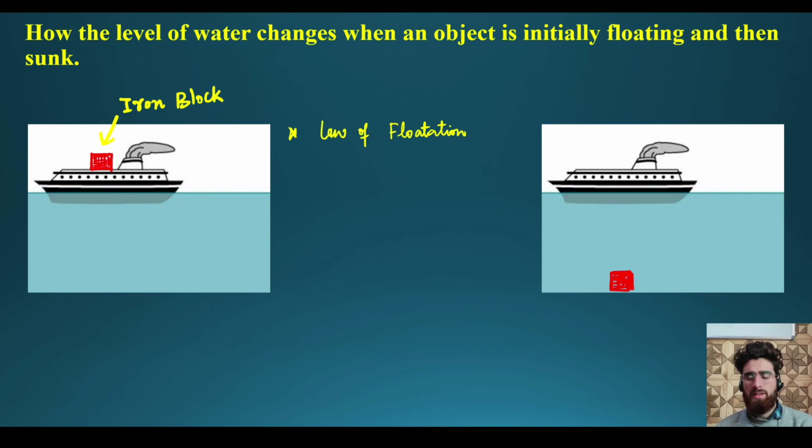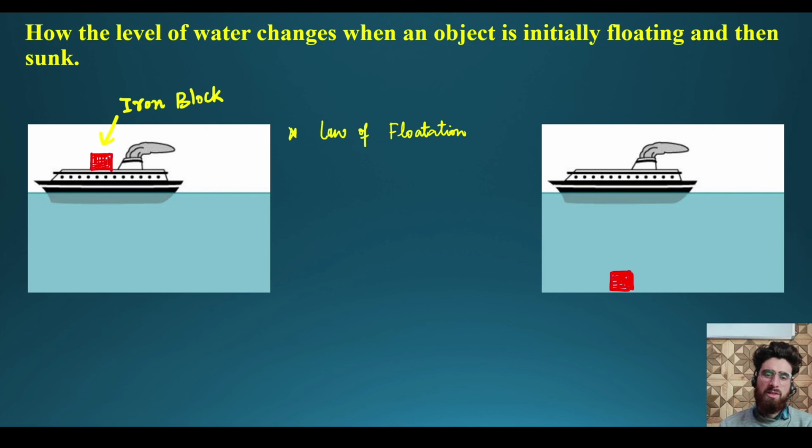Actually, the law of flotation says when can you say that an object is going to float on the surface of water? So when is that going to happen? You know that whenever we keep an object on the surface of water, then that object can float or it can sink to the bottom of the river or the water, based on the density of that object, how high or how low the density of that object is.